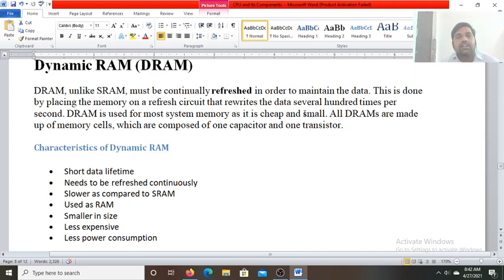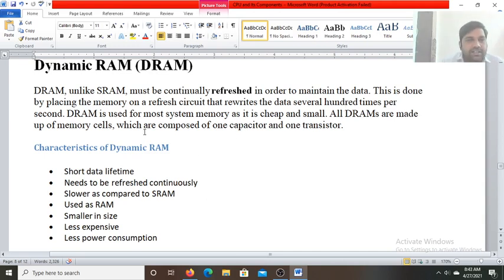Suppose in one cell the data stored is 2. So every time it will erase and write that 2 again at a fixed interval. Like Ghazni, after some time it forgets things, so it writes them on a card, and by reading that it remembers and stores it again in its memory.